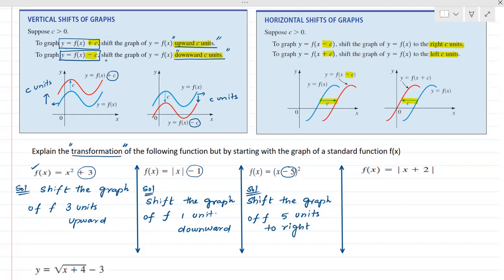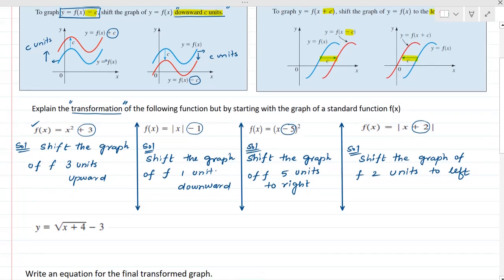So that's it. Now here we will have a plus 2 inside the absolute value. Therefore I write: shift the graph of f 2 units to the left. So this is a single translation we have.